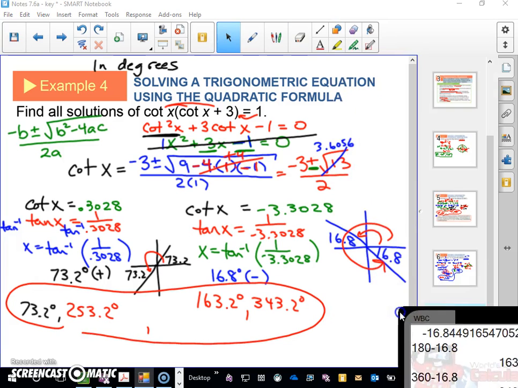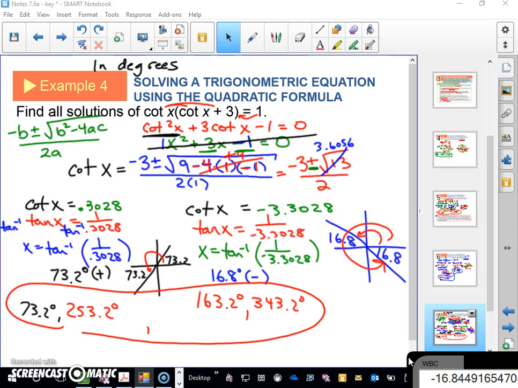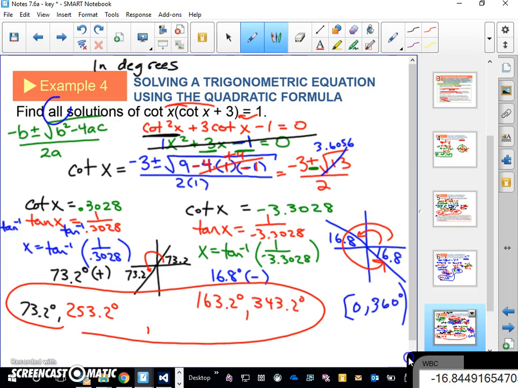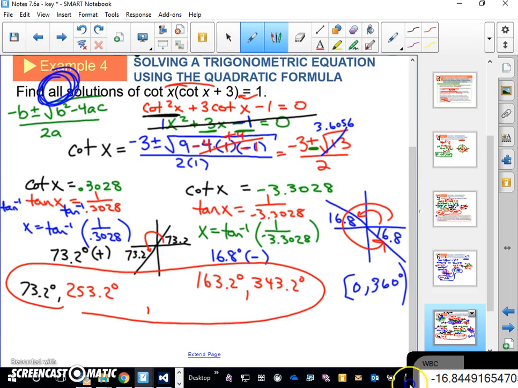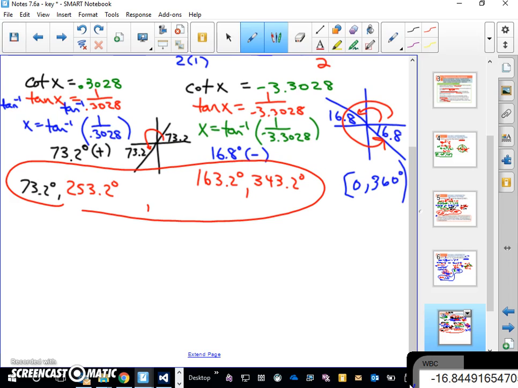Now, not quite finished, because I didn't quite answer the whole question. All right? What I've just found would be the answers between, not 0 and 2 pi, but 0 and 360. I found all the answers in between 0 and 360. I don't know if anybody noticed, but this doesn't say that. It says find all the solutions. And so that adds another layer onto this problem, makes it a little bit trickier.